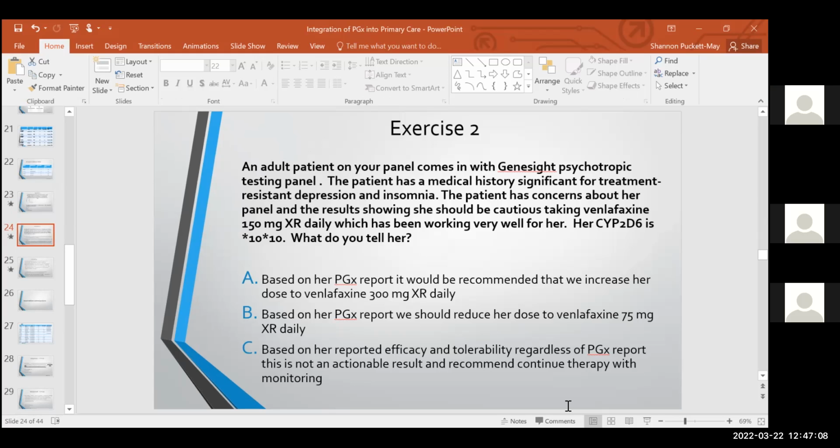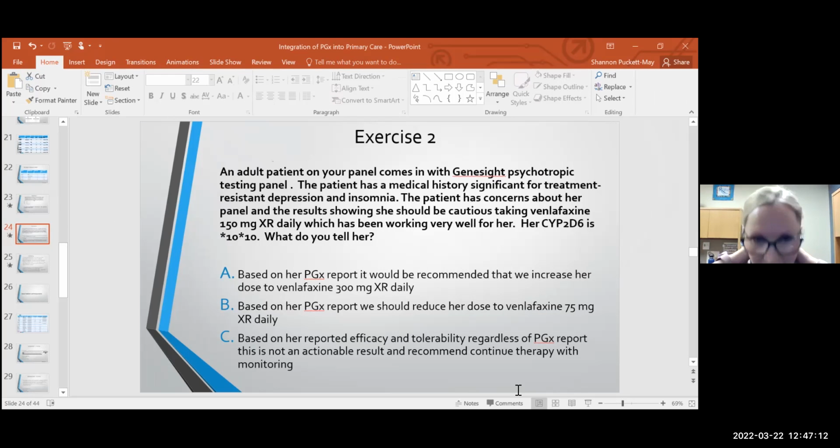So you have a patient that walks in, and we've had patients that walk in, and Corey and Shannon are not here because we took vacations. And she walks in, she has a medical history significant for treatment-resistant depression and insomnia. She has concerns about her panel and the results showing she should be cautious taking venlafaxine, 150 milligrams XR daily, which has been working very well for her.